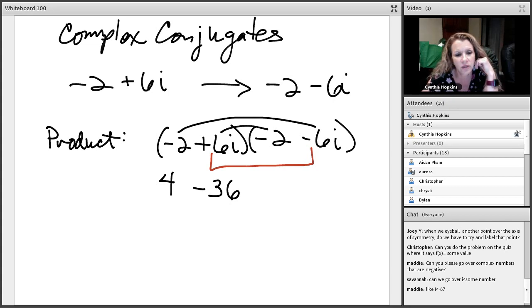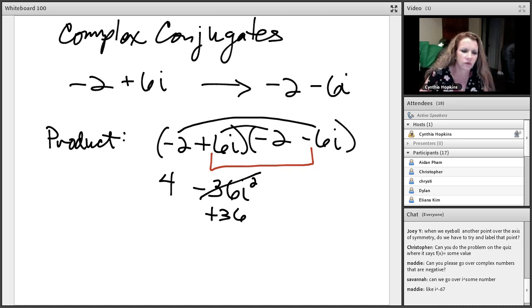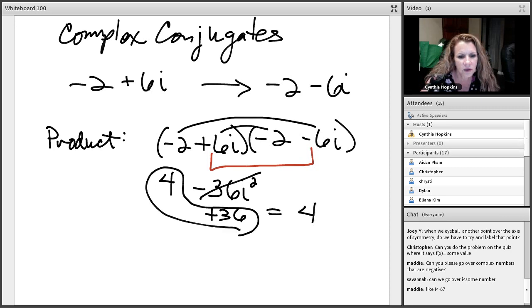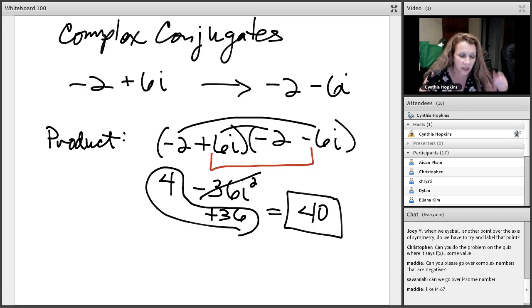And then write what you get for your i's. Well, if I take i and multiply by i I get i squared. But if we were together, I would say, but what does i squared equal? You better know that i squared equals -1. So doesn't this whole term turn into plus 36? Because my i squared is -1, and -1 times -36 is positive 36. So now I have 4 plus 36, and so my final answer is 40. You will always get a real number when you take the product of a complex number with its complex conjugate. Okay? All right.